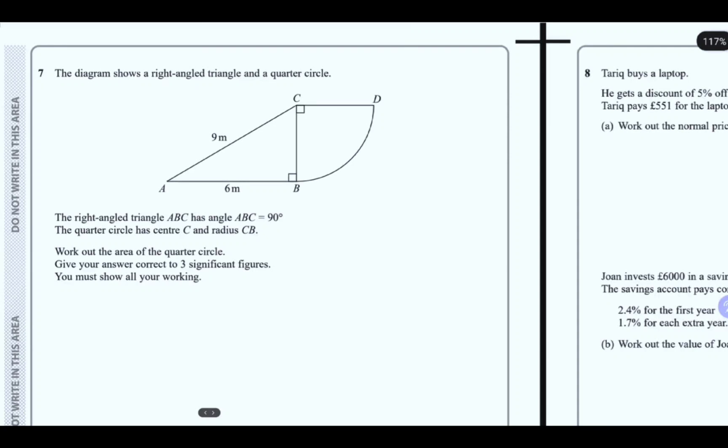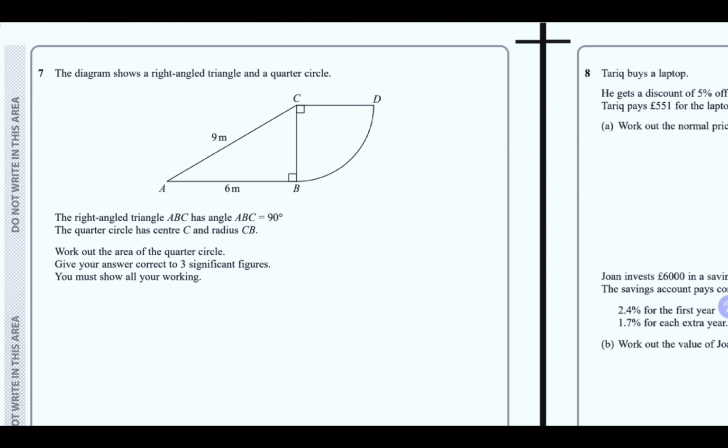The diagram shows a right angle triangle and a quarter circle. The right angle triangle ABC has angle ABC equals 90 degrees. The quarter circle has center C and a radius CB.